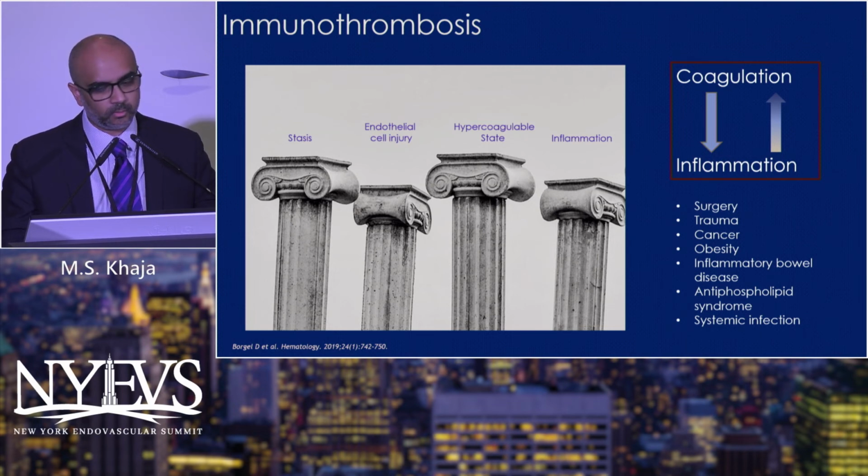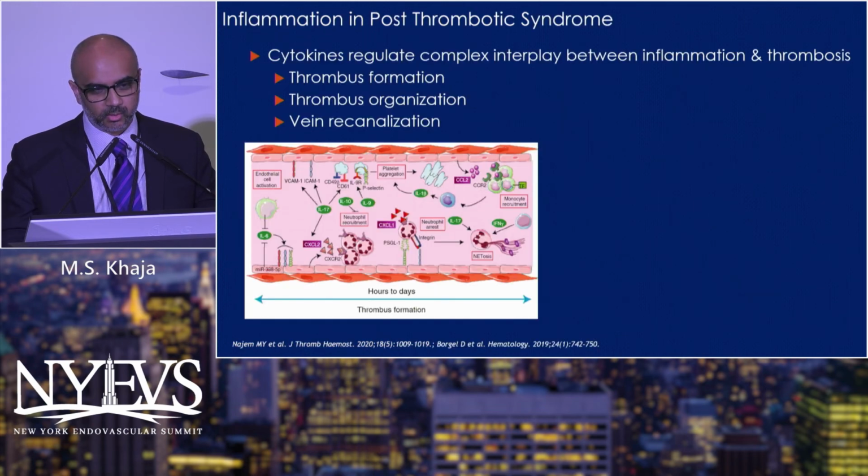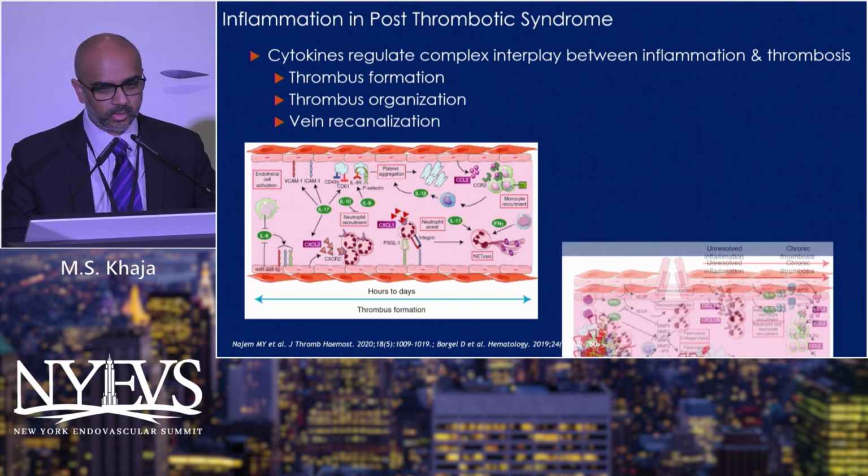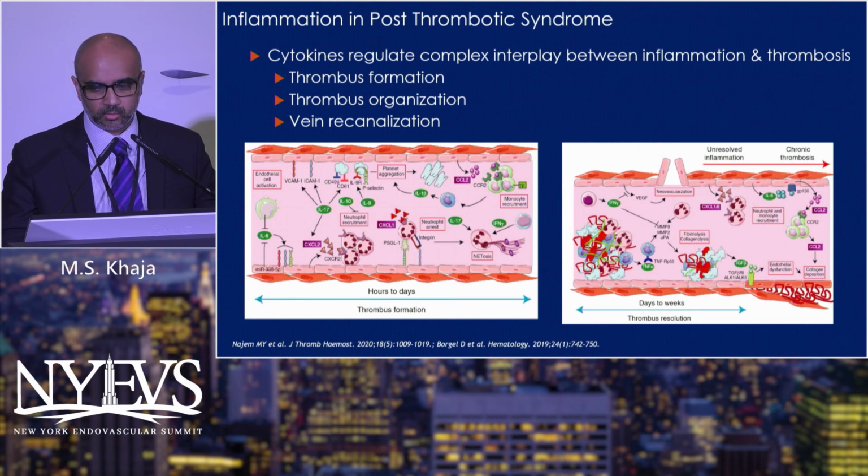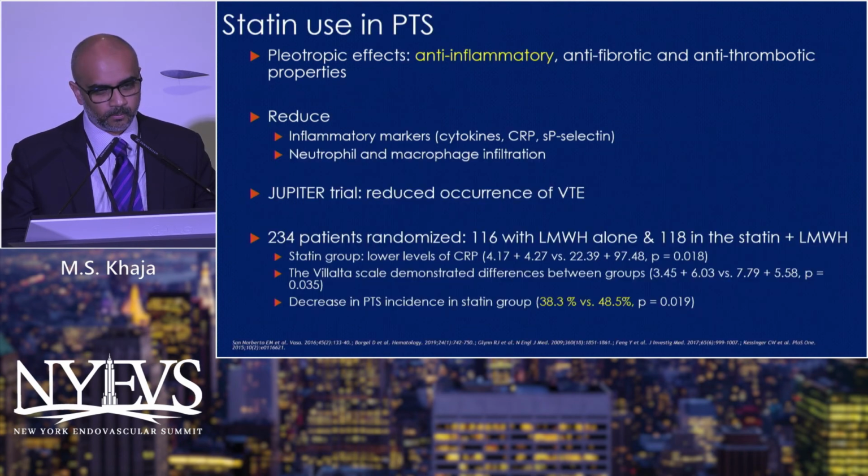So I'll just briefly mention the concept of immunothrombosis with stasis, endothelial cell injury, and hypercoagulable state, but inflammation plays a significant role and is important in these patients. So inflammation in post-thrombotic syndrome is regulated by cell surface receptors and cytokines, and they can cause thrombus formation, organization, and vein recanalization in the chronic phase, as you can see here, and these change over time. Some of the things that can be used to treat inflammation include statins. Statins have an anti-inflammatory effect, as we know in the arterial literature. They reduce inflammatory markers and neutrophil and macrophage infiltration.